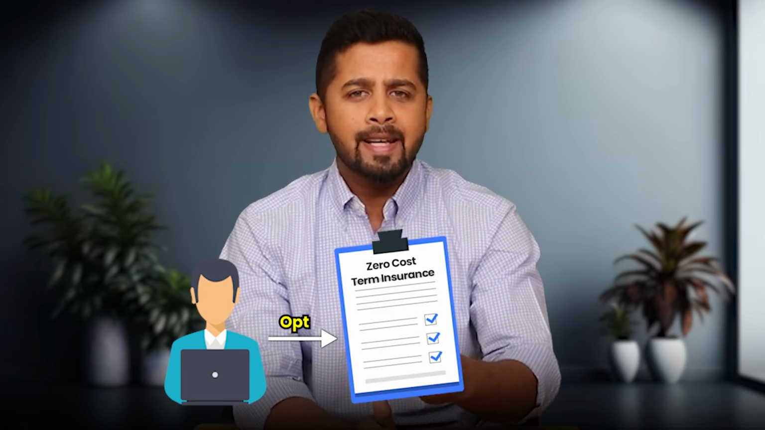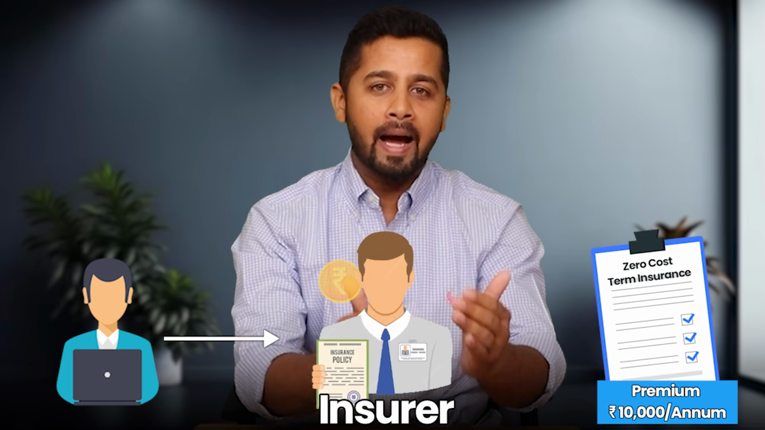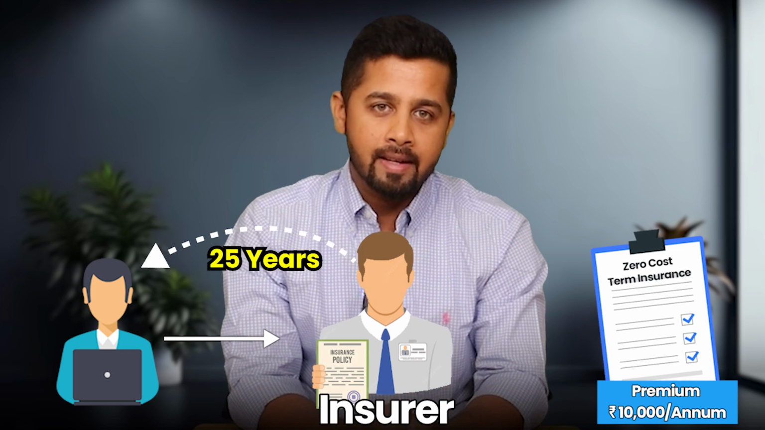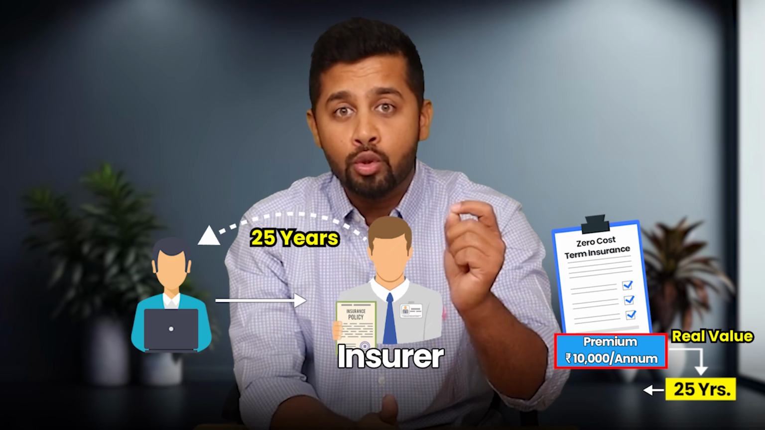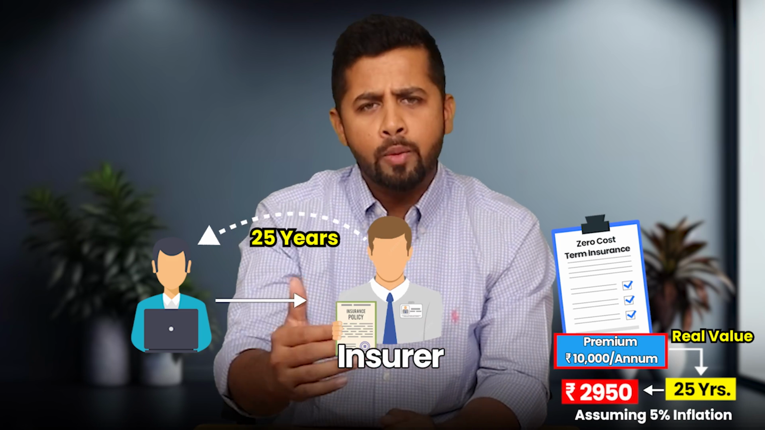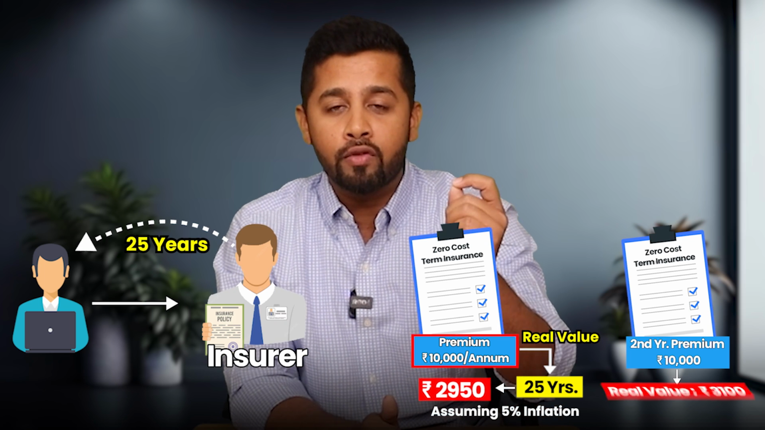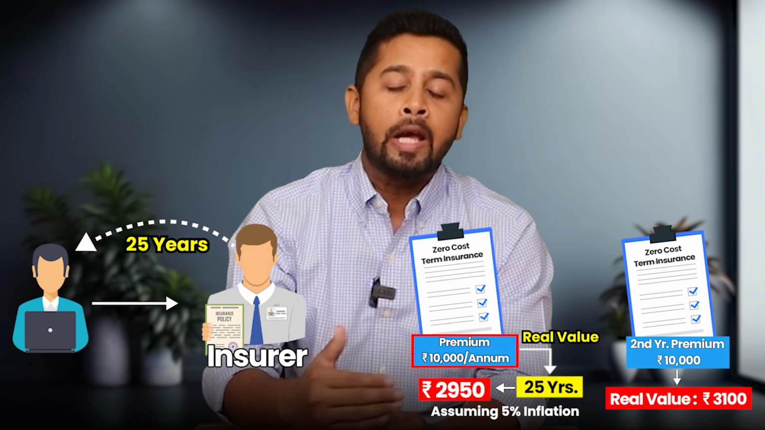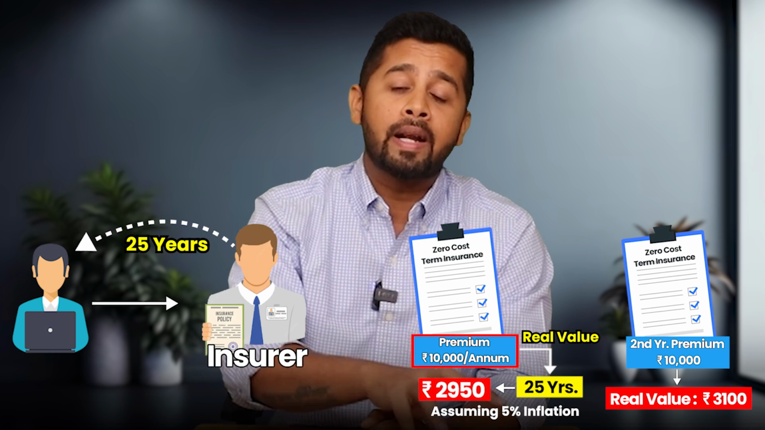For instance, let's say you opted for a zero cost term plan that has a premium of 10,000 rupees per year. And let's say the insurer pays back the money after 25 years. Now the real value of that 10,000 rupees after 25 years is just 2,950 rupees, assuming 5% inflation. Likewise, the second year premium of 10,000 would have a value of 3,100 and so on. So yes, you would get the same money back, but the real value of that money is much lower.